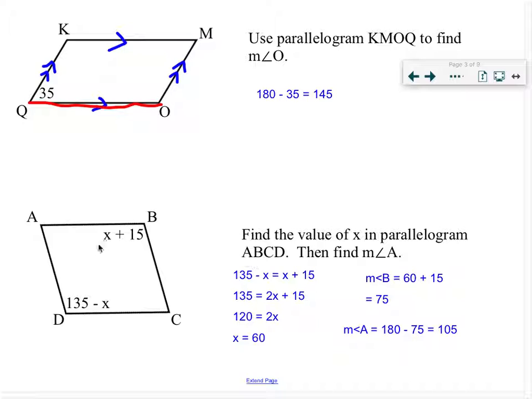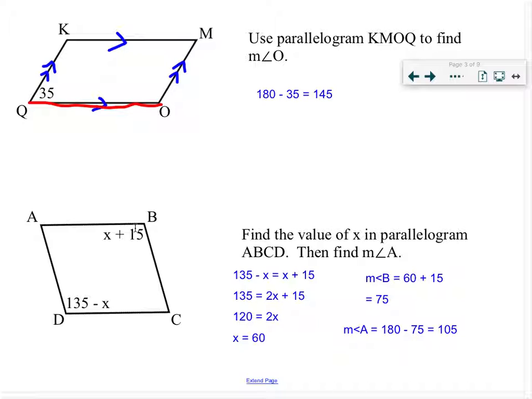In the next problem, I was asked to find X and then find the measure of angle A. So these are opposite angles in a parallelogram. It told me that right here. So I know that they're equal, so I set them equal to each other. I solved the equation and got that X equals 60. So then I plugged in 60 for angle B and found that that was 75.